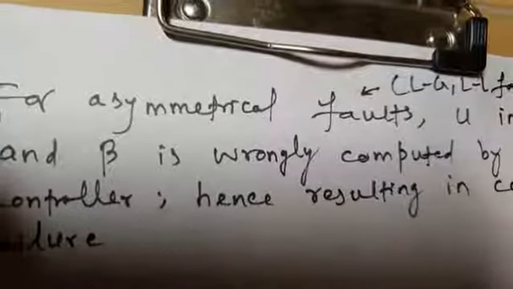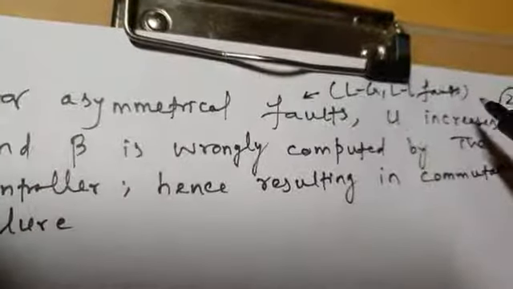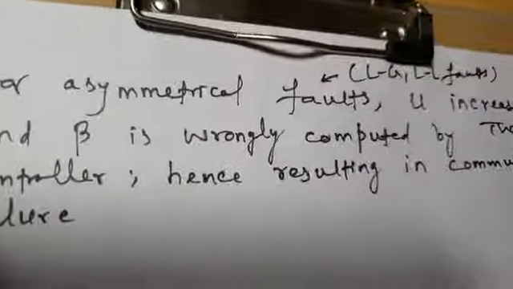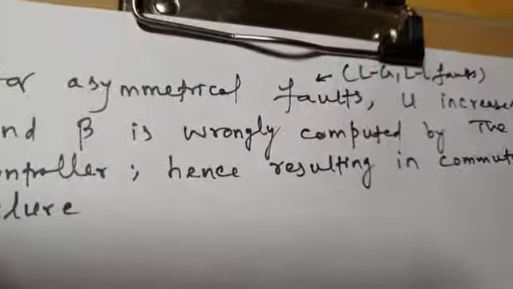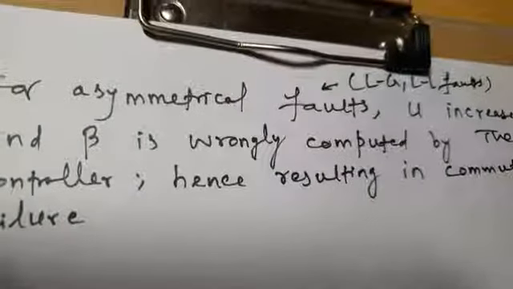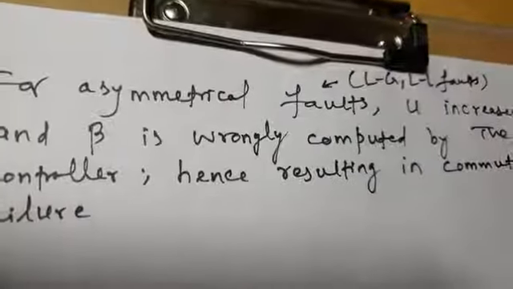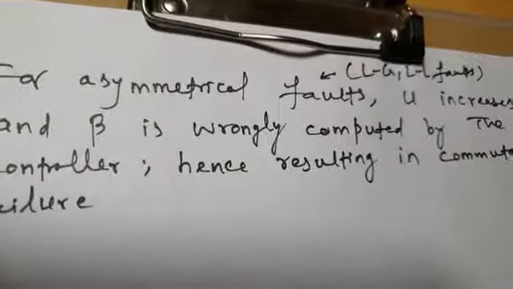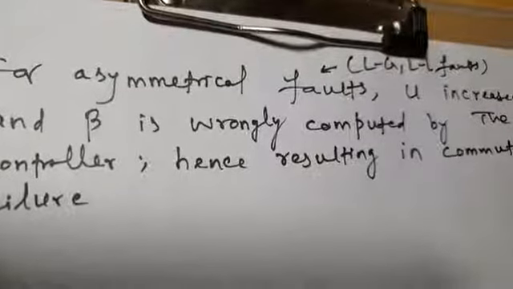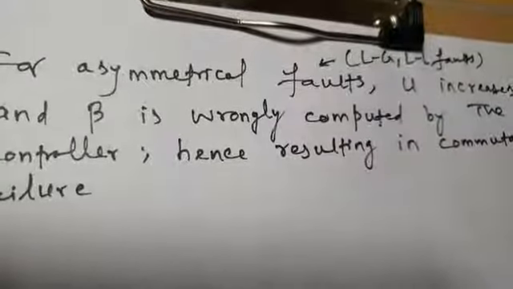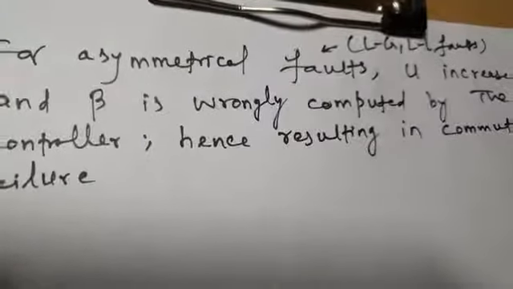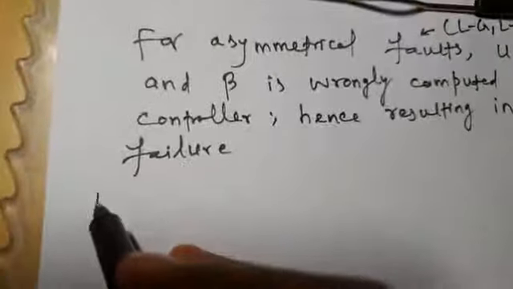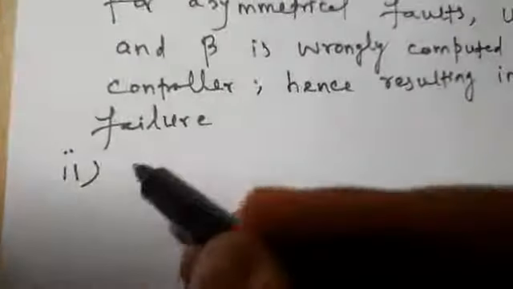Okay, so for asymmetrical faults like line to ground fault and line to line fault, the voltage of all the three phases will not drop symmetrically equally. So the calculation of beta done by your controller is wrong, and wrong calculation will be unable to keep gamma equal to gamma ref, and hence the chances of commutation failure are increased. This is the first cause. Second is, if the rate of rise of DC line current ID is small.